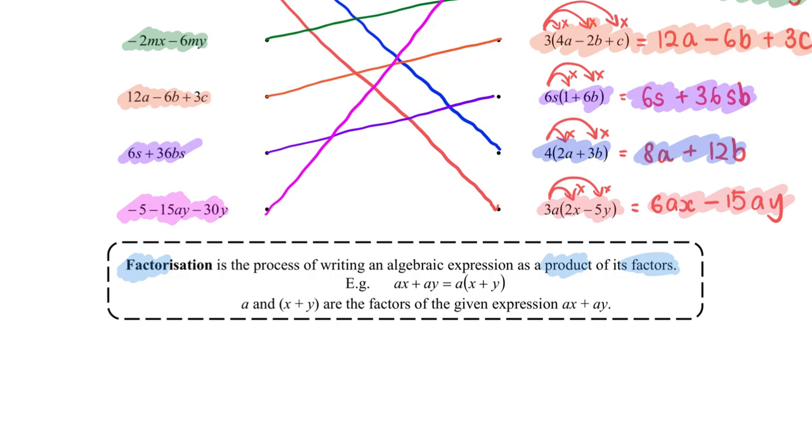Example, ax plus ay. The common factor is taken out, and we are left with the bracket inside x plus y, and this x plus y and this letter a, they are both factors of the expression ax plus ay, because a times the whole bracket, so the whole bracket x plus y, is a factor by itself.